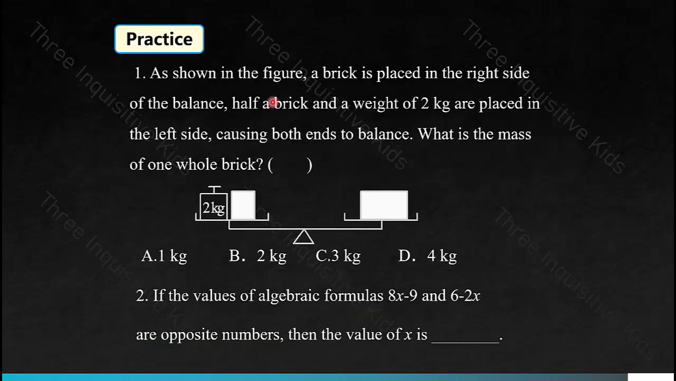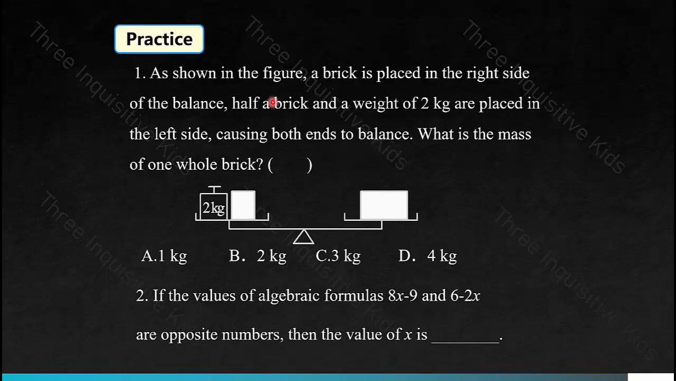As shown in the figure, a brick is placed on the right side of the balance, and half a brick and a weight of 2 kilograms are placed on the left side. This causes both ends of the balance to balance. What is the mass of one whole brick?